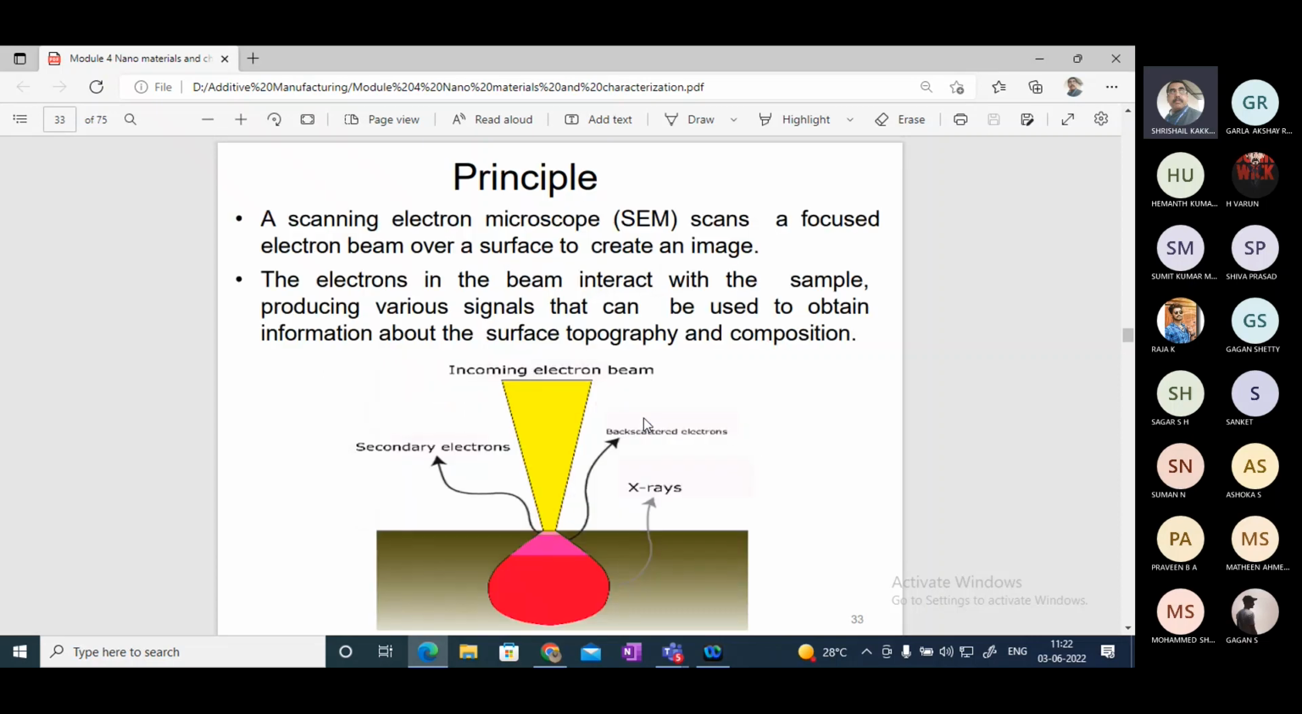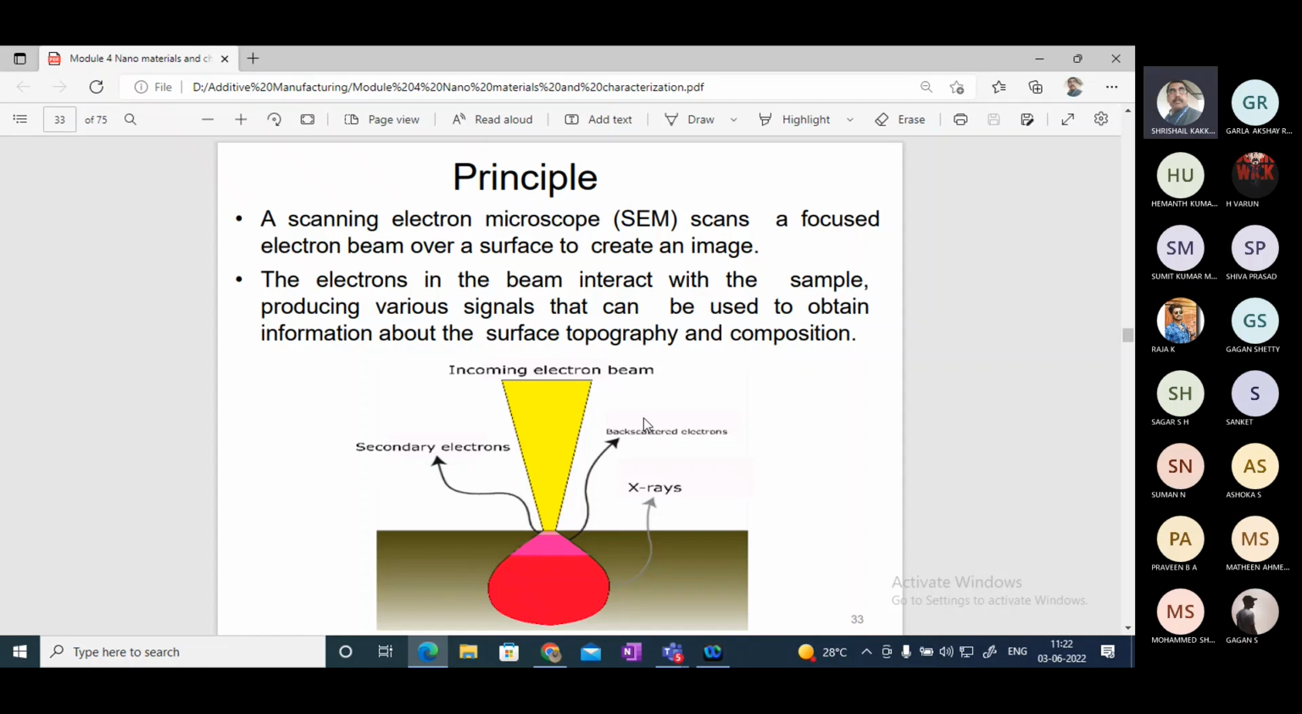Now, how does it principally work? The scanning electron microscope focuses the electron beam over the surface of the image. Please remember, I am telling you the surface of the image. Here, I cannot simply take one sample and test it. It is not possible. Certain preparatory work we have to do before we go for the testing.